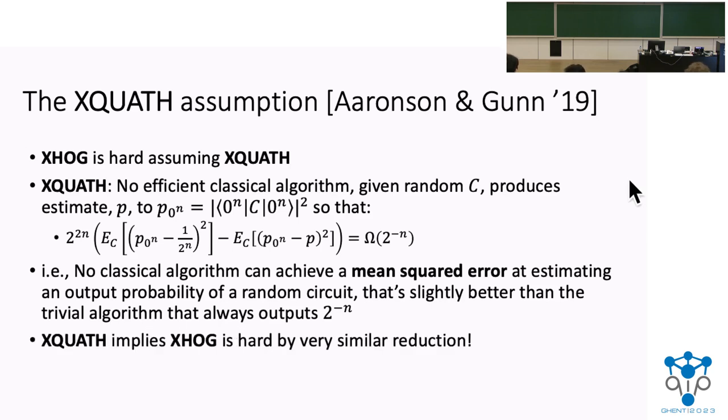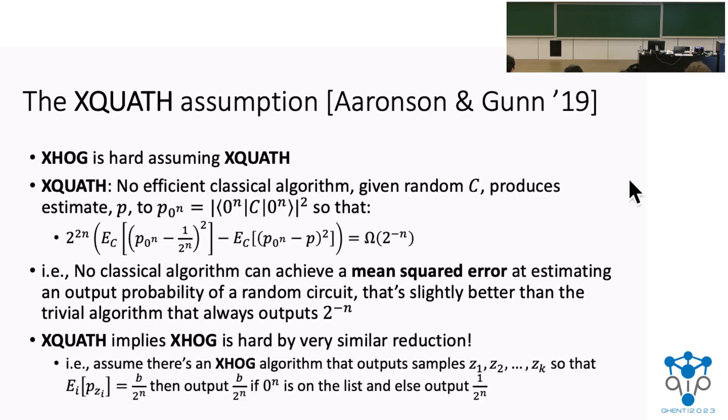And XQuath implies XHOG is hard by a very similar reduction. So what is the idea? Well, we assume that there's an XHOG algorithm, this is like the contrapositive, that outputs samples Z1, Z2 through Zk, so that the average probability of those samples is equal to b over 2 to the n. Then what we do is we look: is the all zero outcome on the list or is it not? If it is, we output b over 2 to the n as an estimate to the all zeros probability. Otherwise, we output 1 over 2 to the n.